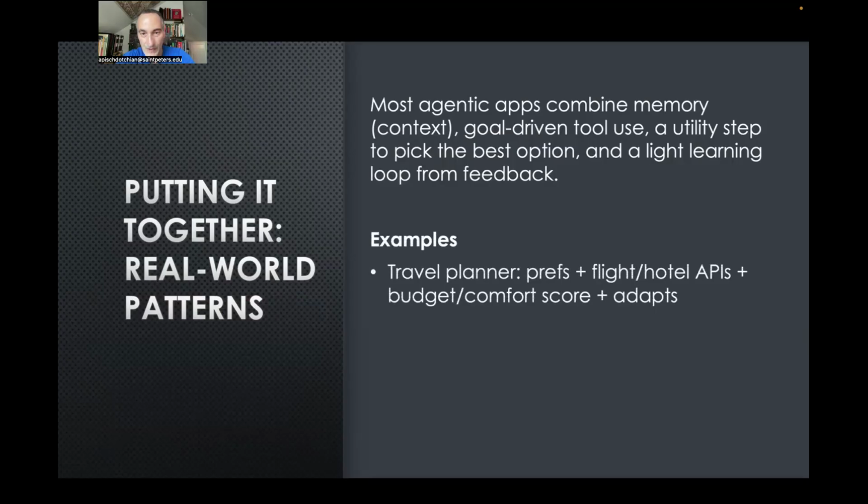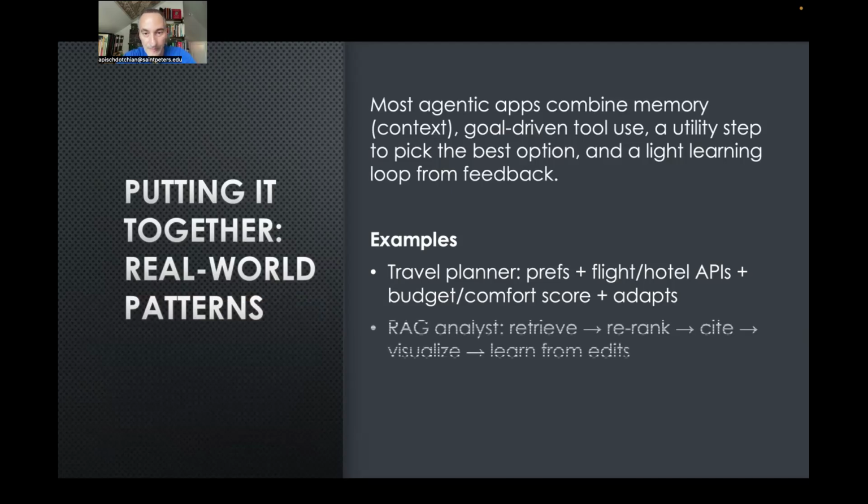Examples: travel planner. We have our preferences. Flight, hotel, so there are APIs that are playing here. Budget, there's a comfort score. The machine needs to adapt as we give feedback to the system: what works for us, what our preferences are, and what to avoid.